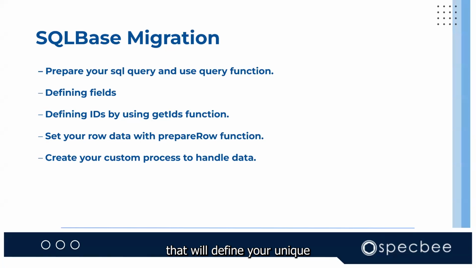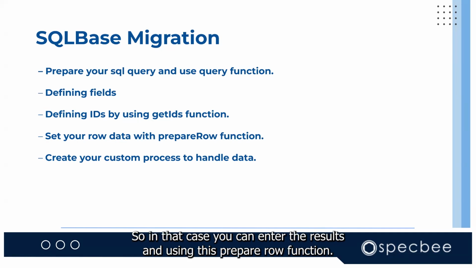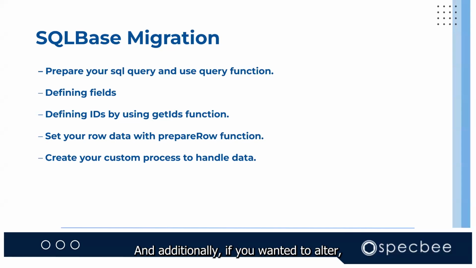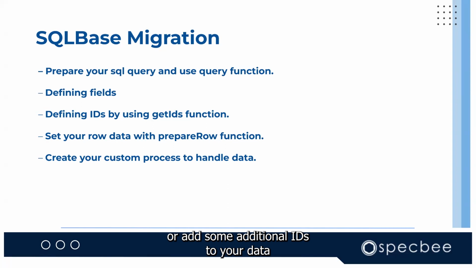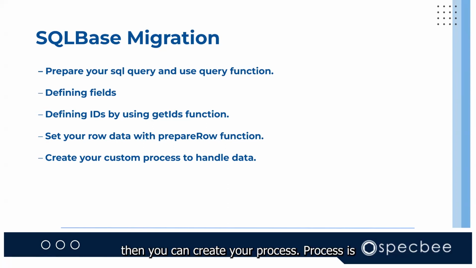That will define your unique identifier and distinguish different rows, and you can then process the data of your SQL output, and pass that data to prepareRow. For example, you have executed some SQL query, but the output given from this query is not the one which you require, right? In that case, you can alter the results using the prepareRow function. And additionally, if you want to alter or add some additional details to the data returned from this SQL query, then you can create your process.